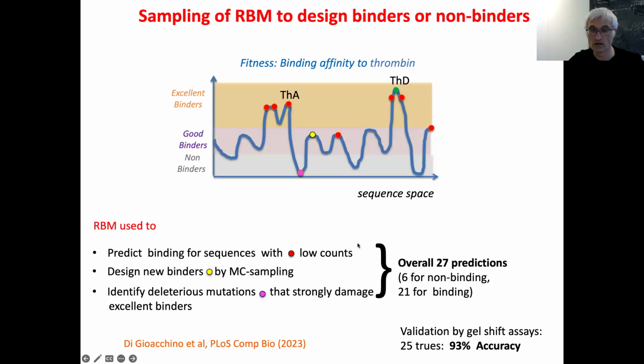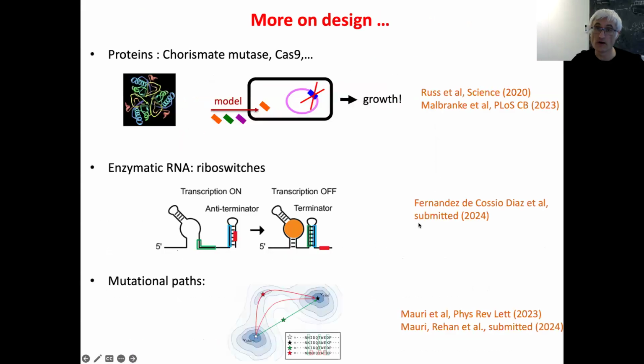And so we tried different things here, and we did different predictions, and we had a very high accuracy compared to the results of experiments. So this is an example here that training a model with few data on selection experiments can lead to interpretable features in the data, can unveil interpretable features, and can be useful for design.